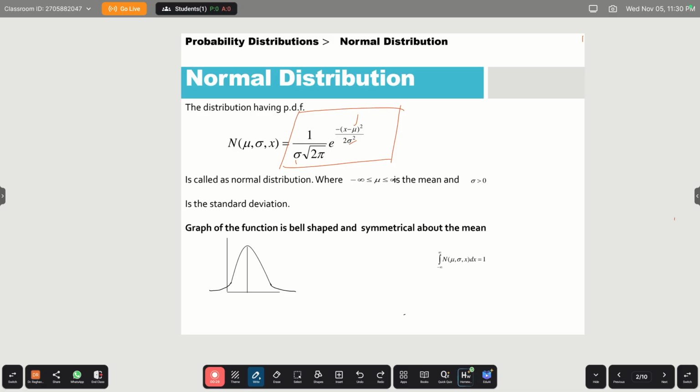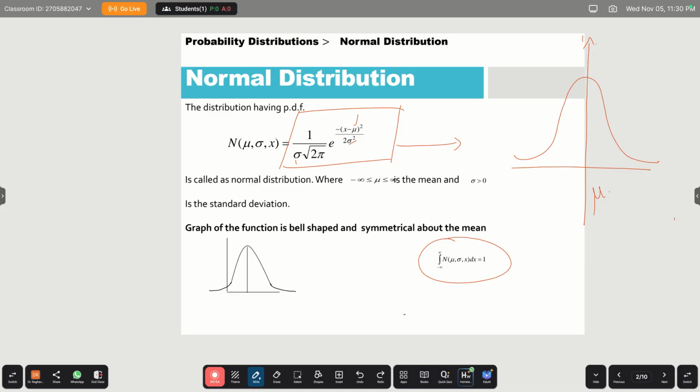Suppose you integrate this function from minus infinity to plus infinity, the value is going to be 1. So this is a valid probability density function. And if we draw the graph of this function, it's going to be a bell-shaped curve symmetrical about the mean. So if mean is here, mu, the graph is going to be symmetrical about mean.